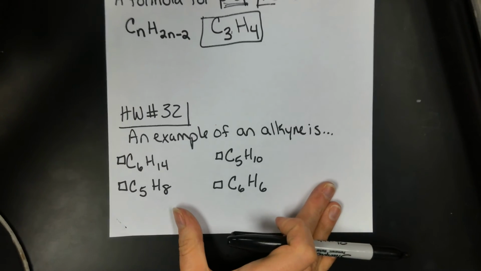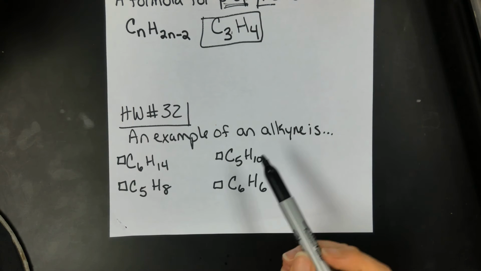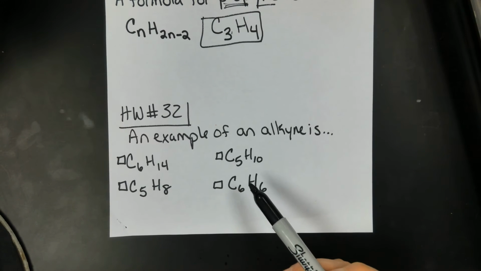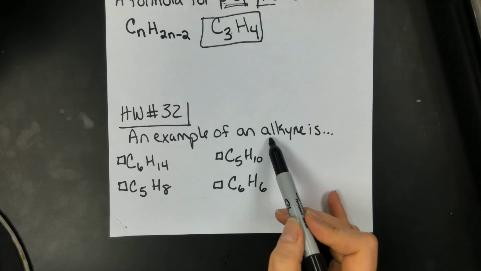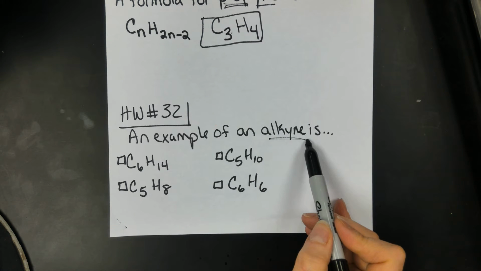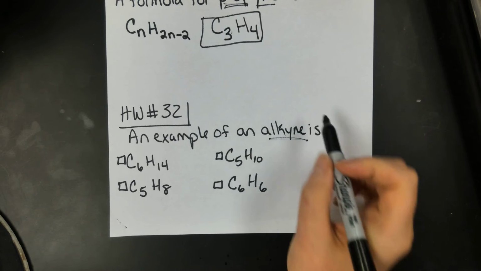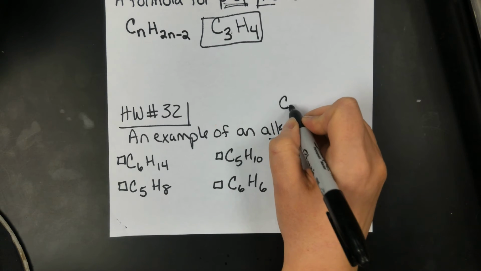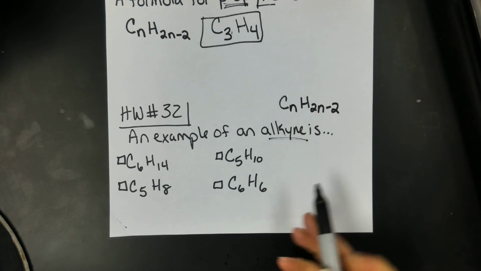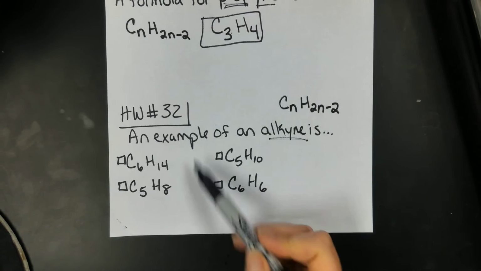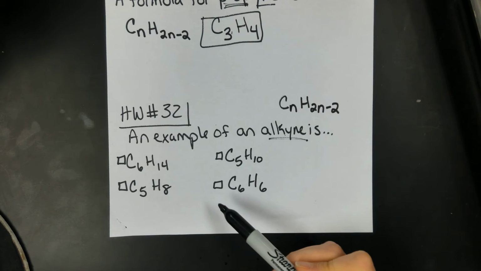So let's go down here, and we're actually going to break these down and do a little bit of practice with naming with this one. So naming all these compounds, after they write the formula. So we need to know what an example of an alkyne is. So again, we know that an alkyne adheres to CnH2n minus 2. So we're going to go through these and see which one of these cuts the mustard, right?